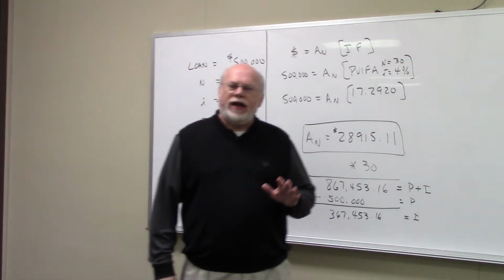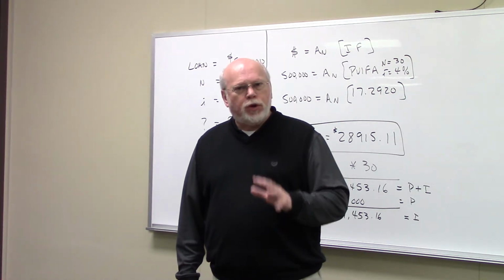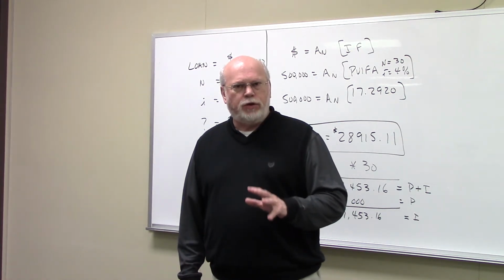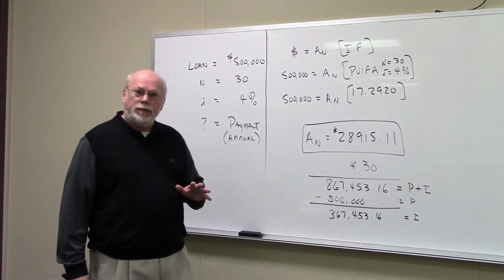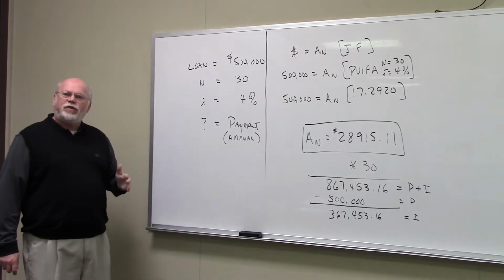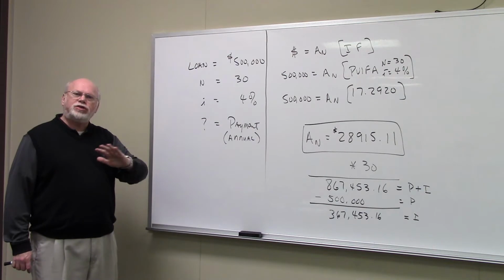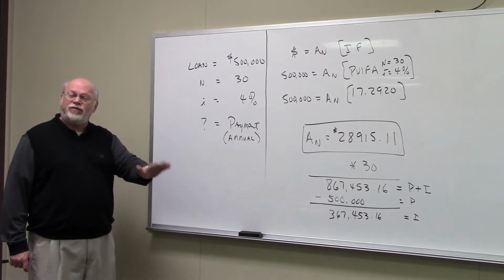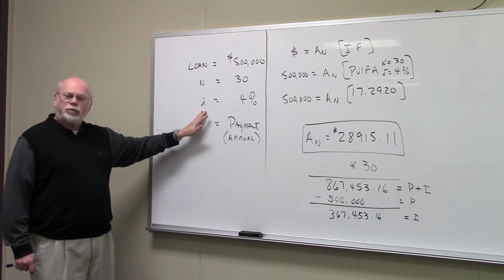I'm going to go through now an example of solving an annuity problem using your present value interest factor for an annuity table. The example that I'm going to do is a loan on a home. In this case, we're going to borrow $500,000. That is, you put your down payment down, you pay all your closing costs, whatever. The bank's going to give you $500,000. It's for 30 years, 4% a year.